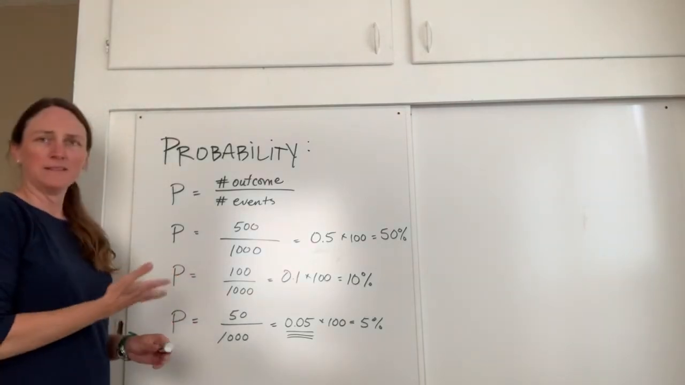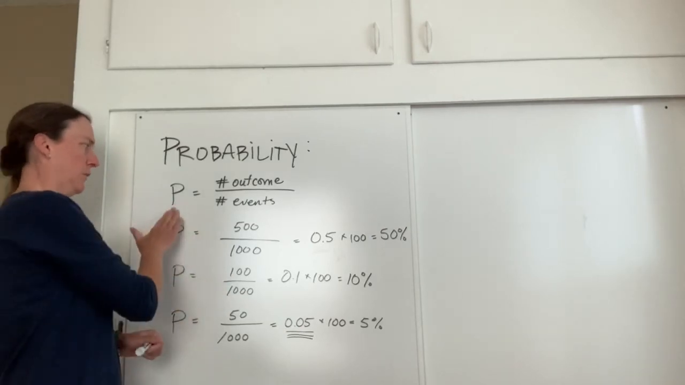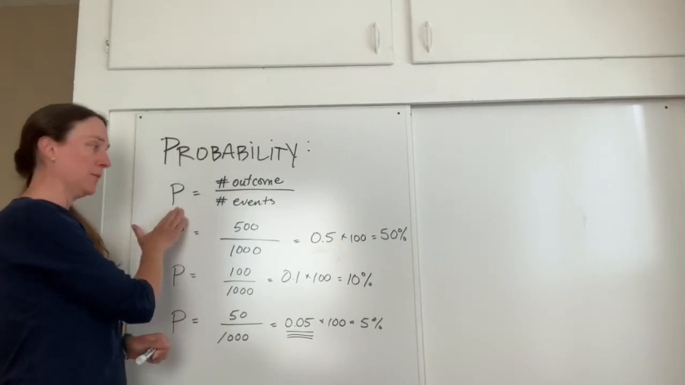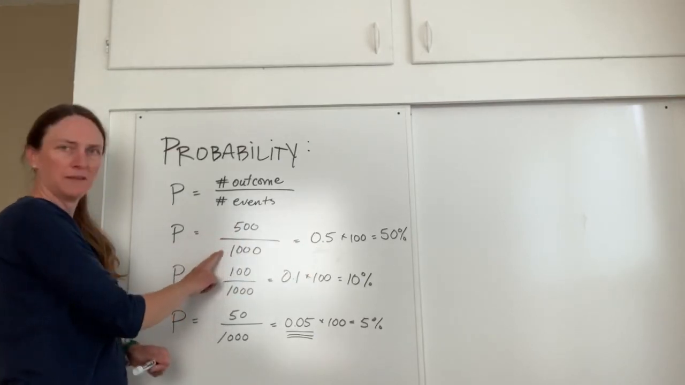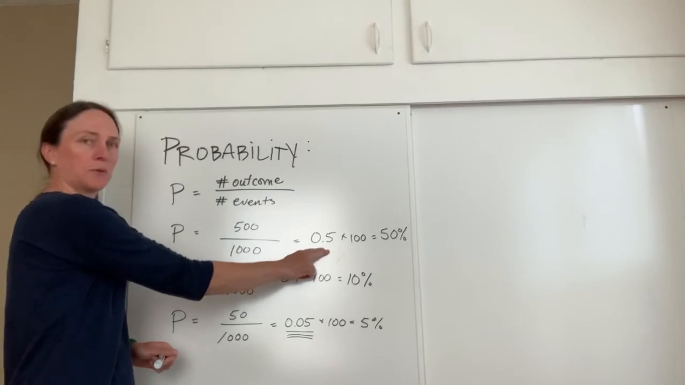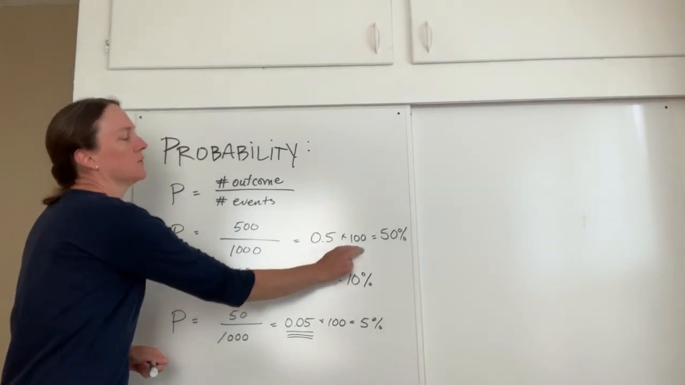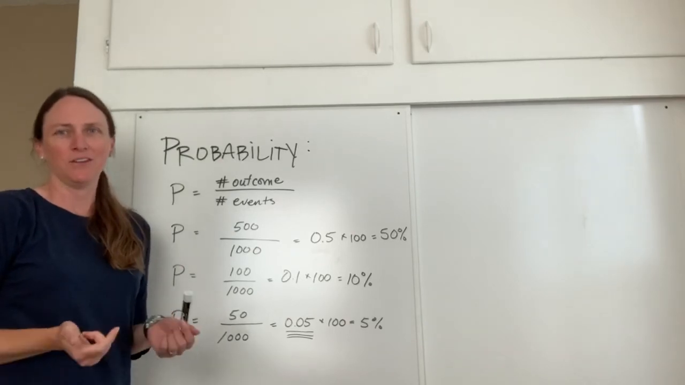So hopefully this helps put some of those probability statements into better context, both that the P stands for probability, and that you use the number of outcomes divided by the number of events to get the probability value, which is a proportion, and that you can multiply that by 100 to get a percentage likelihood. All right.